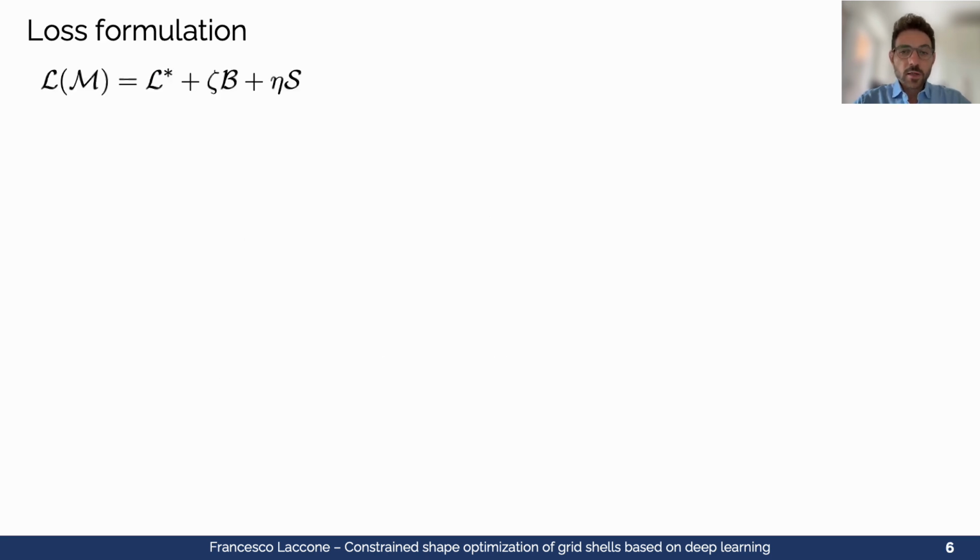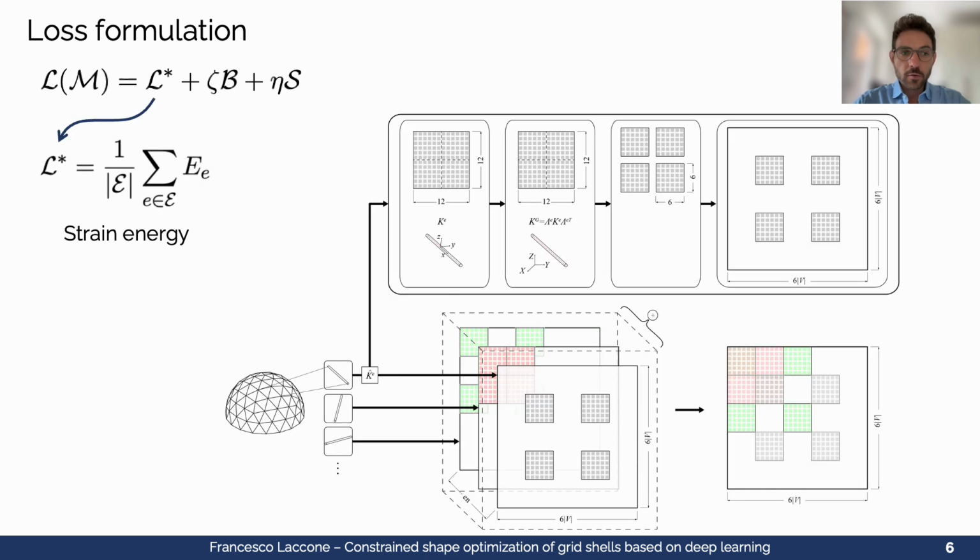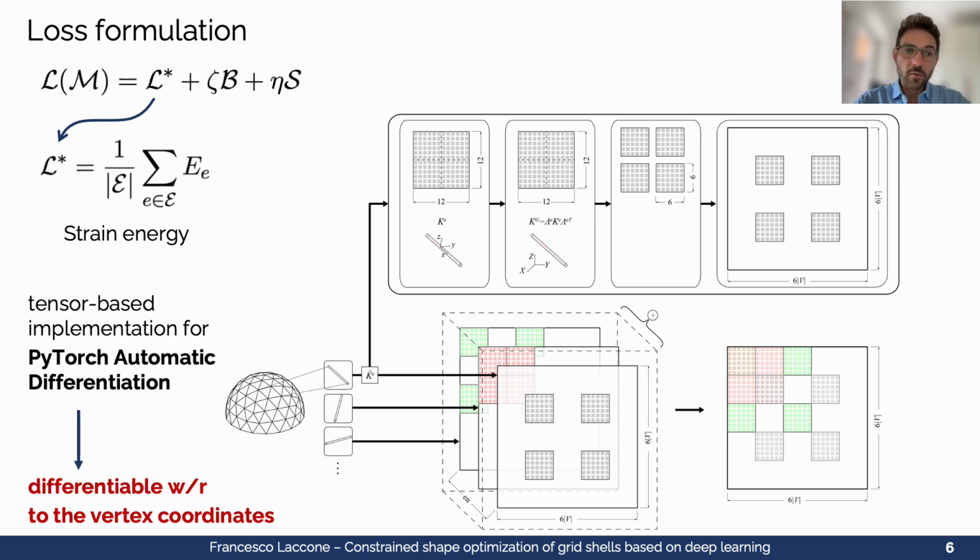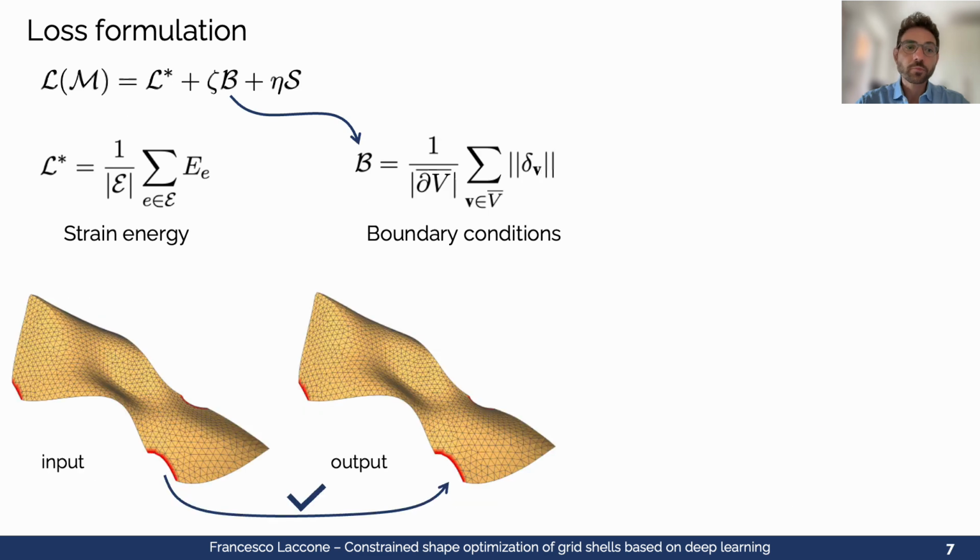The loss function is the sum of 3 components. The first one is the structural one, that is basically the average strain energy on the beams. What is relevant here is the very simple and effective implementation that allows us to obtain a differentiable strain energy with respect to the vertex coordinates, so that we can exploit the PyTorch automatic differentiation in our neural network.